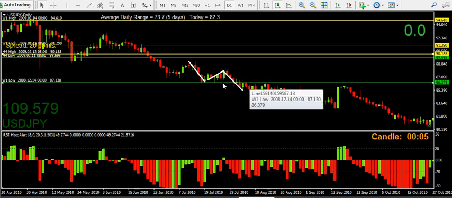That now is a potential 2B to the long side, and you're protected from entering it because you haven't closed above there. And once this low is broken, the swing 3, then you do the whole process again. Swing 1, swing 2, swing 3, draw your line, and if you look at the line chart, you can see the swings I'm talking about.